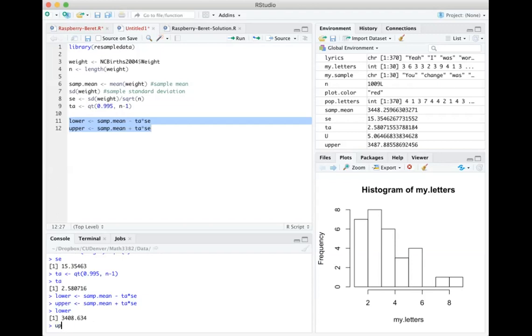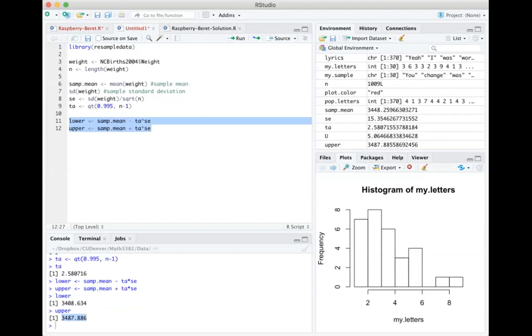And our upper cutoff is 3,487.9, we'll say. So that gives us our 99% confidence interval, which would be from 3,408.6 up to 3,487.9.